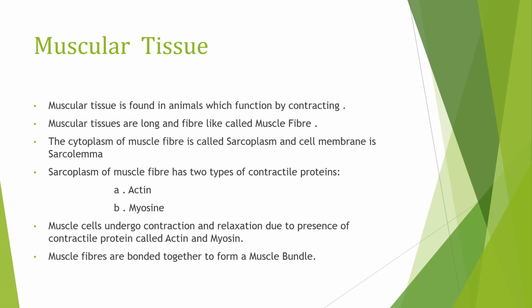The sarcoplasm of muscle fiber has two types of contractile protein. They are actin and myosin. Muscle cells undergo contraction and relaxation due to the presence of contractile proteins which are called actin and myosin. ये आपको बिल्कुल याद रखना है. बोर्ड point of view से it's very important. Muscle fibers are bonded together to form a muscle bundle.